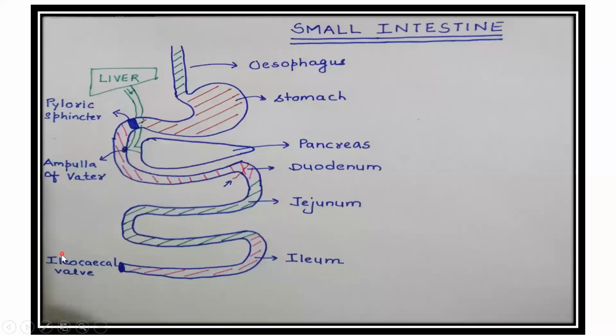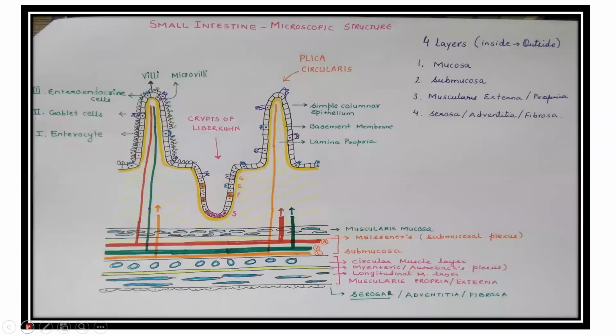All right, moving further to the next slide, we have this microscopic structure of the small intestine. First of all, there are four concentric layers, and interestingly, these layers are more or less similar in all parts of the GIT. However, there are minor changes in each one of them, and that is what we are going to discuss over here. So the layers from inside to outside are as follows. We have the mucosa, first of all. The first portion is the mucosa.